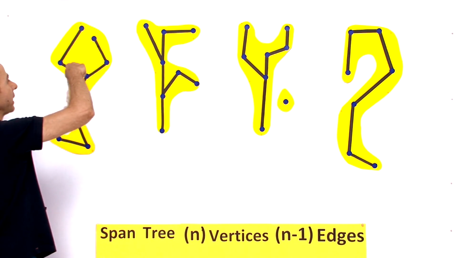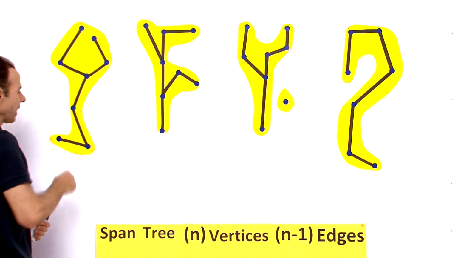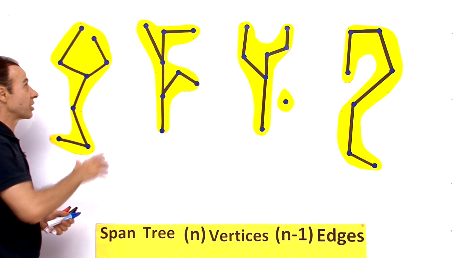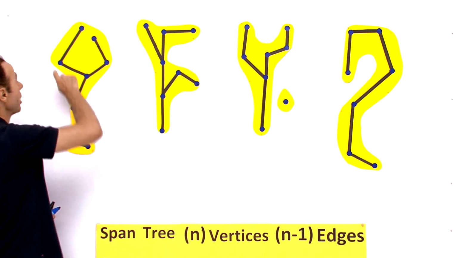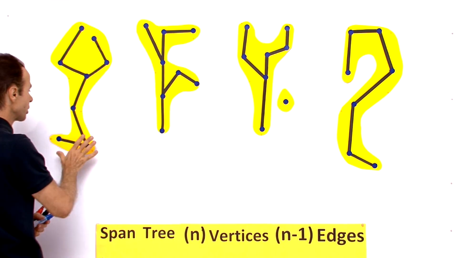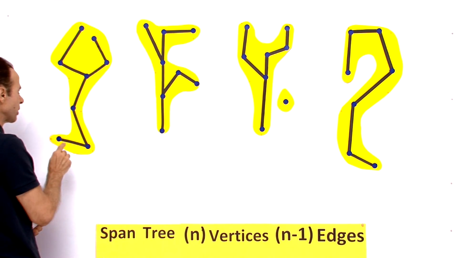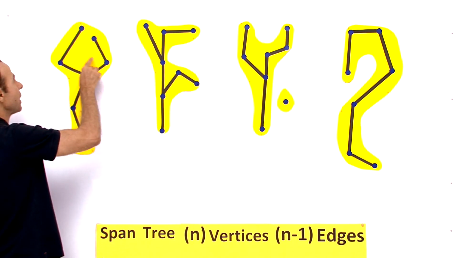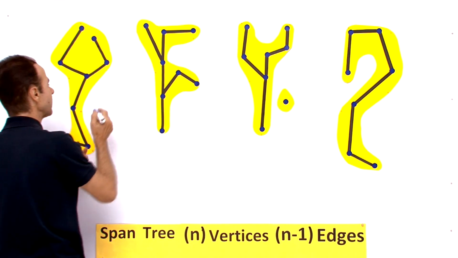The first one here, it looks like we have every single vertex connected. So it looks like a tree so far. We don't have a cycle in it because you can't have a cycle or a loop. So that looks like a tree. Let me count the number of vertices. 1, 2, 3, 4, 5, 6, 7, 8. There are 8 vertices.